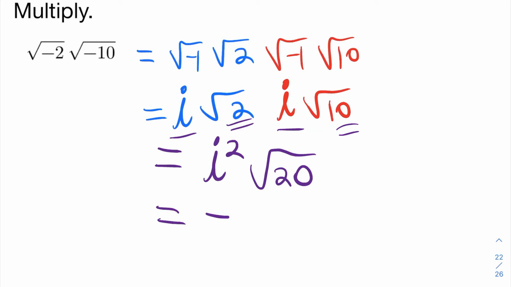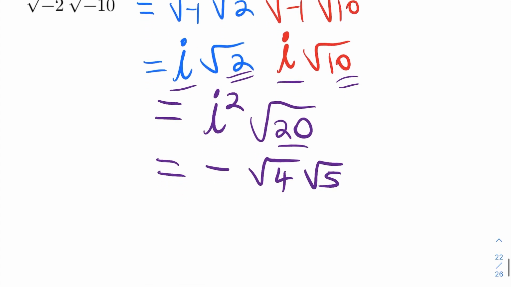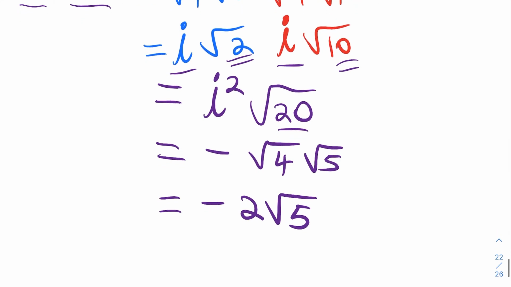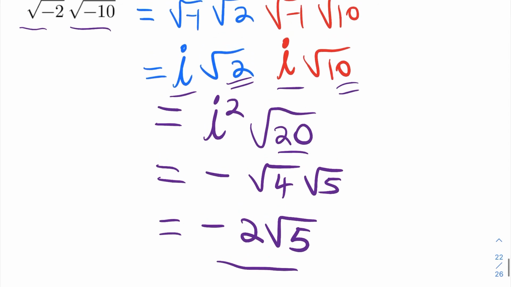We're also going to break this up into the square root of 4 times the square root of 5. So the final answer then is -2 square roots of 5. So it turns out that when we multiply these two imaginary numbers together, even though they have the same sign, the answer is negative. The answer is negative.